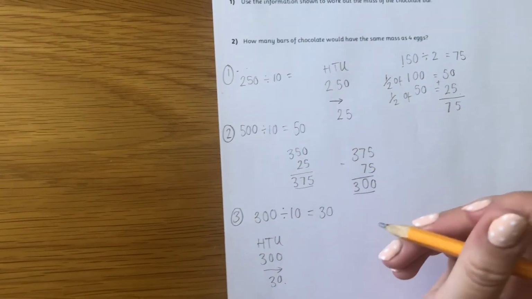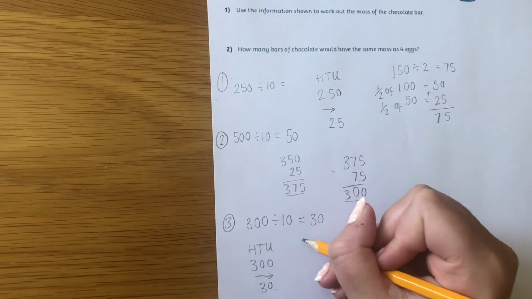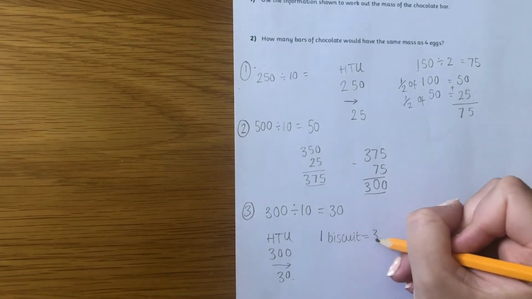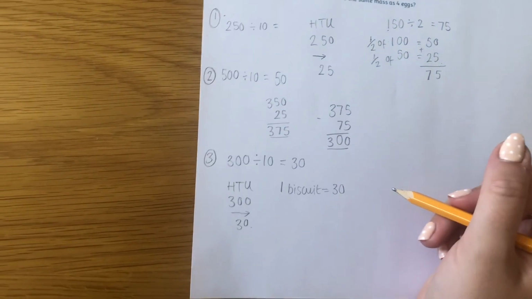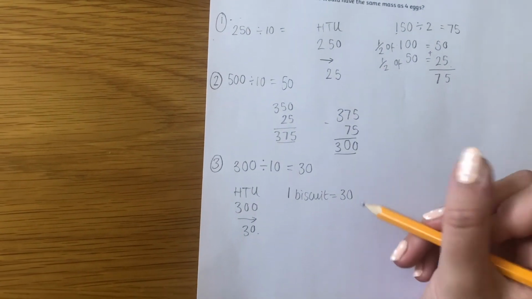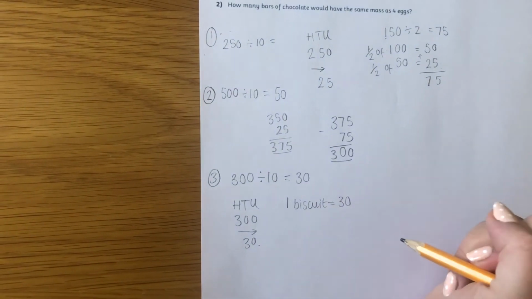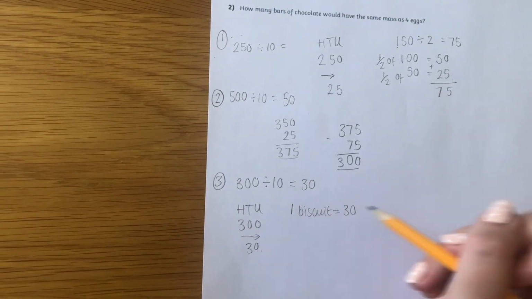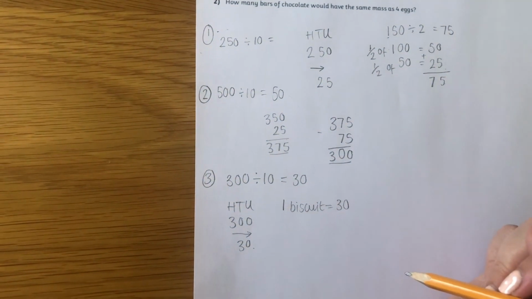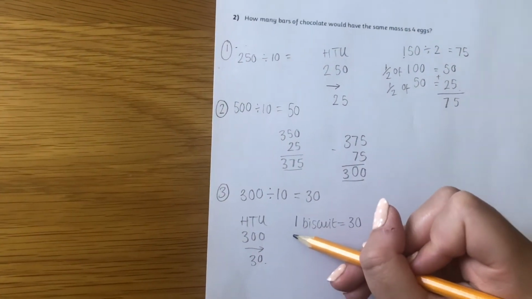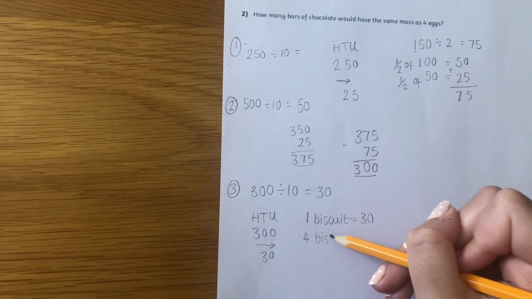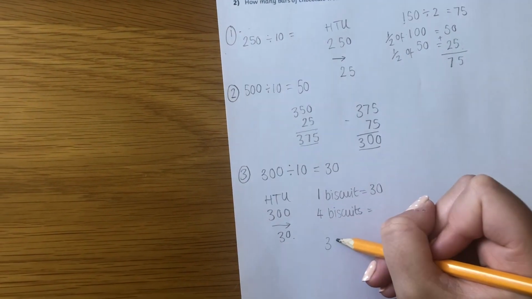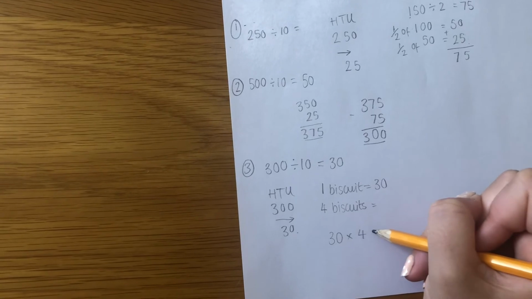30. So one biscuit is worth 30, but we've got 4 biscuits. So one biscuit is 30, but we want 4 biscuits. So we're either going to times 30 by 4, which we could do, or we could times it by 2 and times it by 2 again. So let's think, what's 4 biscuits? So let's do 30 times 4.